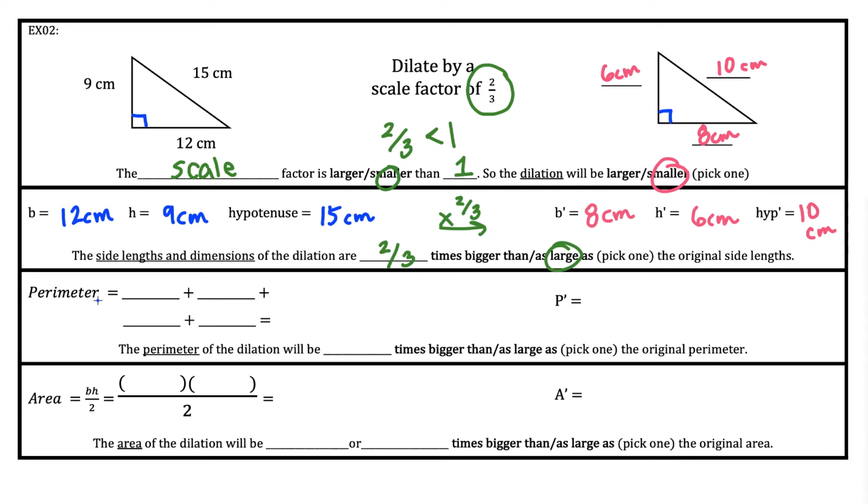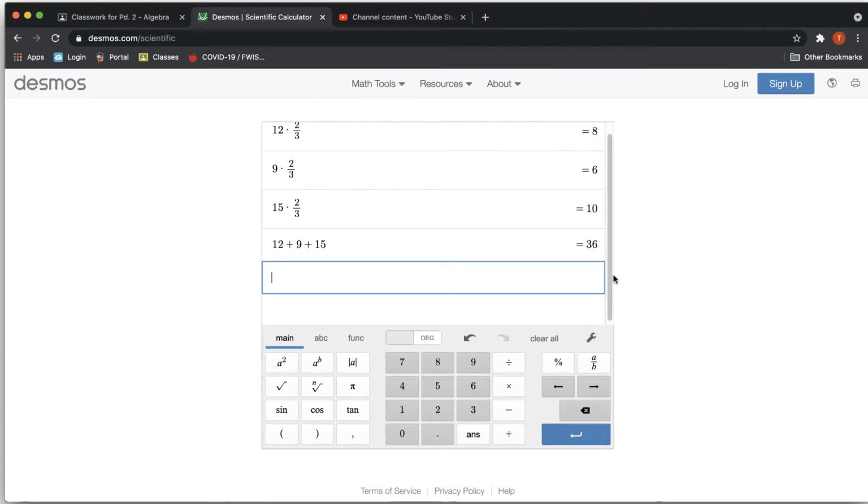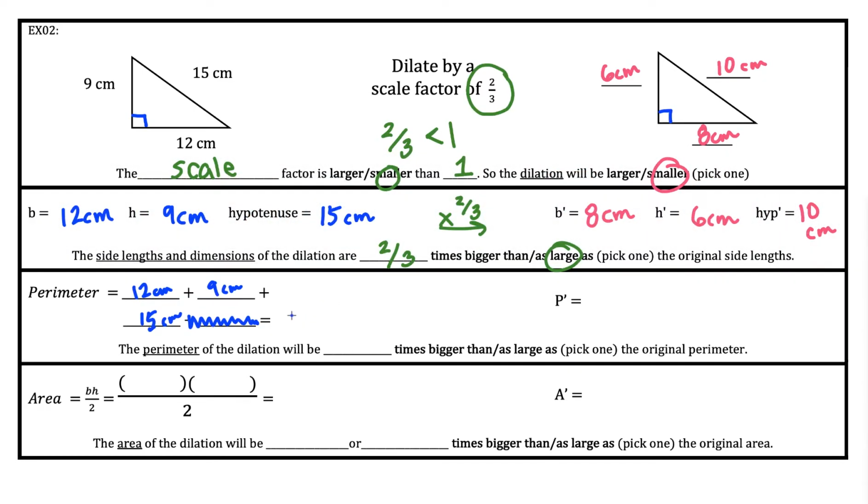All right. So we had a perimeter. Well, there's only 3 sides, so let's get rid of this thing right here. So we will add 12 centimeters, 9 centimeters, 15 centimeters. 12 plus 9 plus 15 equals 36. So that's 36 centimeters, like around it, right?